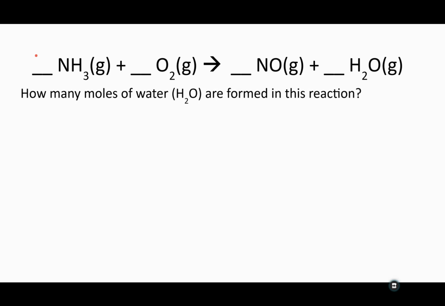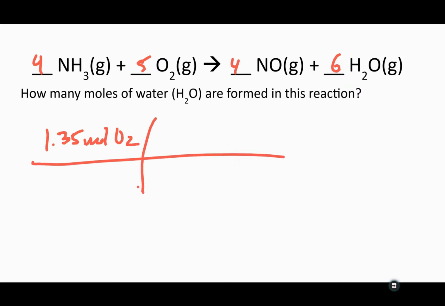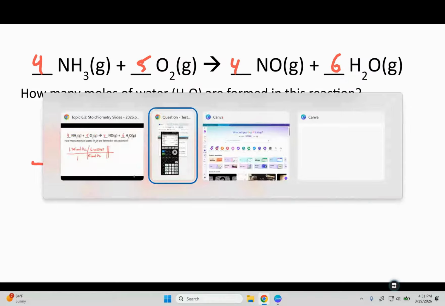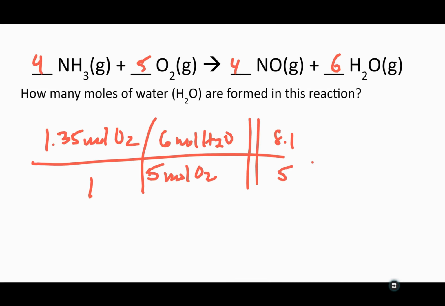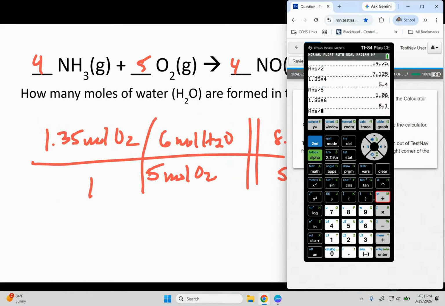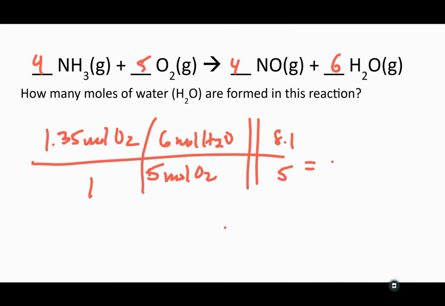I'll use my same coefficients, 4, 5, 4, 6. Then I'm going to use the same number, 1.35 moles of O2. Convert that over to moles of water. So 5 moles of O2, then 6 moles of H2O. 1.35 times 6, 8.1 divided by 5 will give me 1.62 moles of H2O.